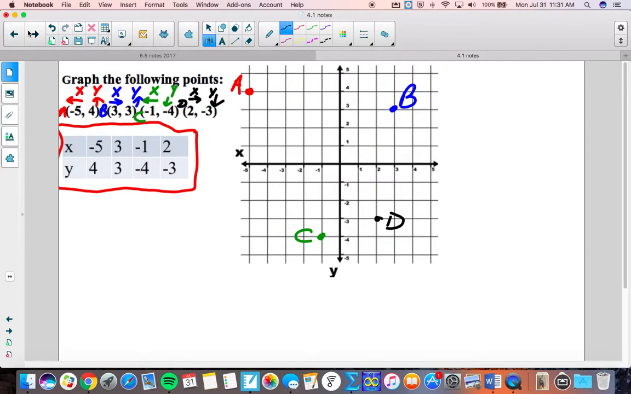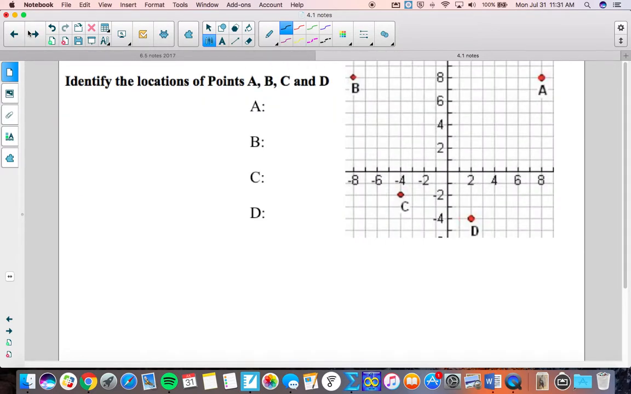And we can then go backwards. Identify the locations of points A, B, C, and D. For A, I like to start from the origin and move left or right first. That tells me the x value. The x value for A is 8. So 8 comma, what's the y value? Let's go up to it. What's the height? It's also positive 8.